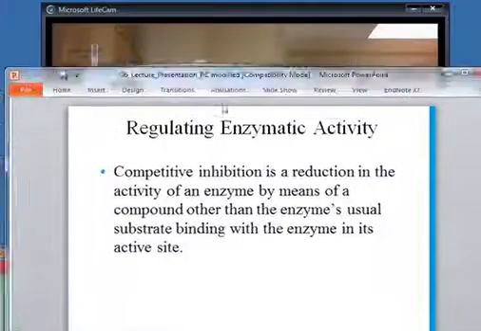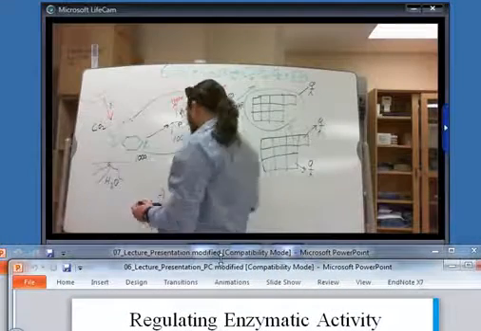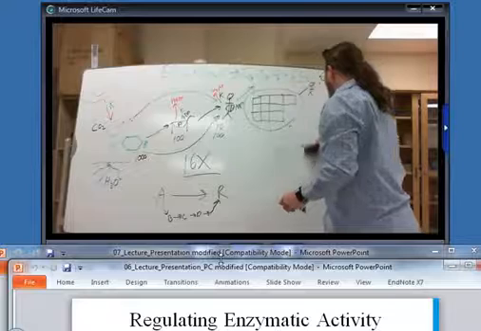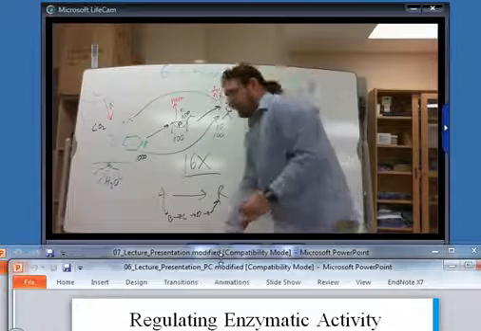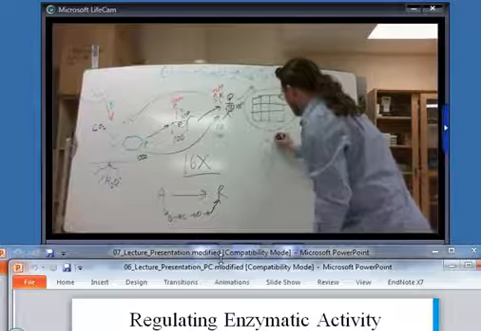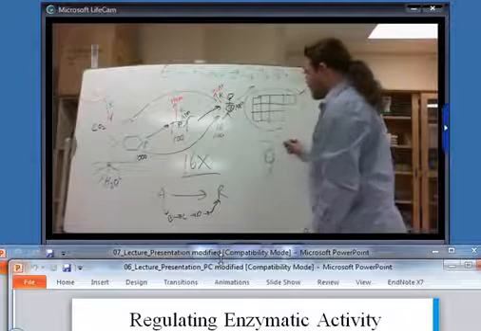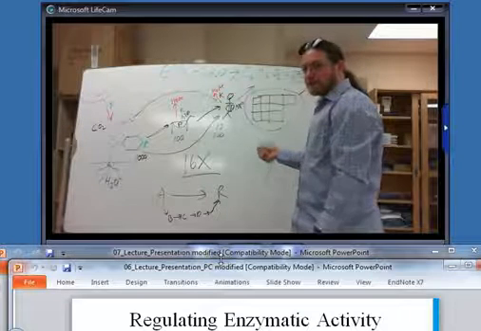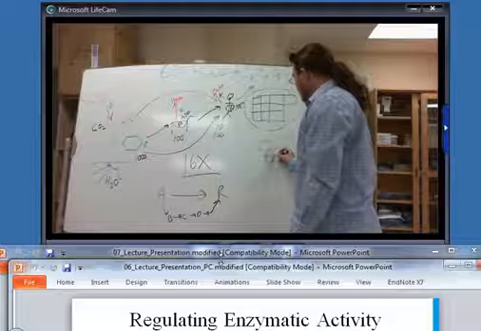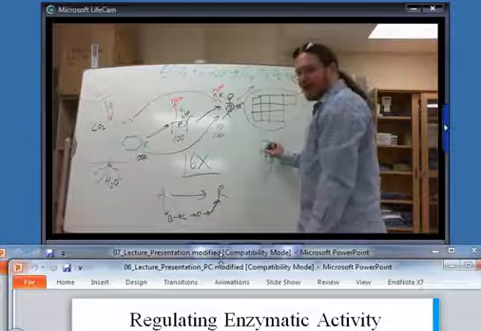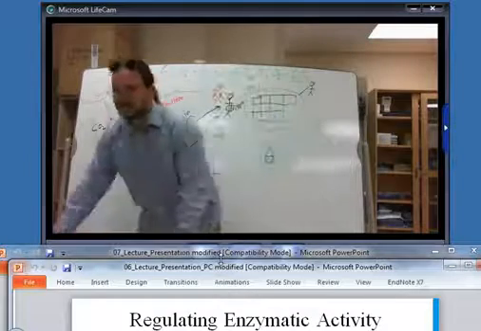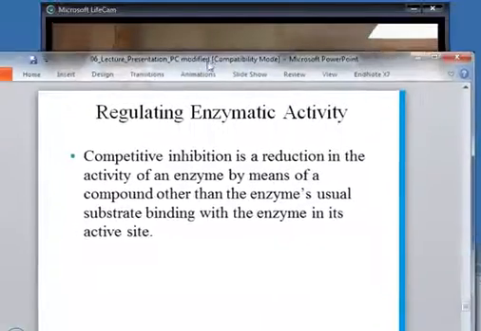One of them is competitive inhibition. In competitive inhibition, what we do is we bind something else to the active site of the enzyme. So if this was our enzyme here, we would bind something to the active site that resembled the substrate that that enzyme normally worked with. And if we bind something there that the enzyme can't work with, it can keep that site occupied such that the enzyme will no longer continue to do its job.